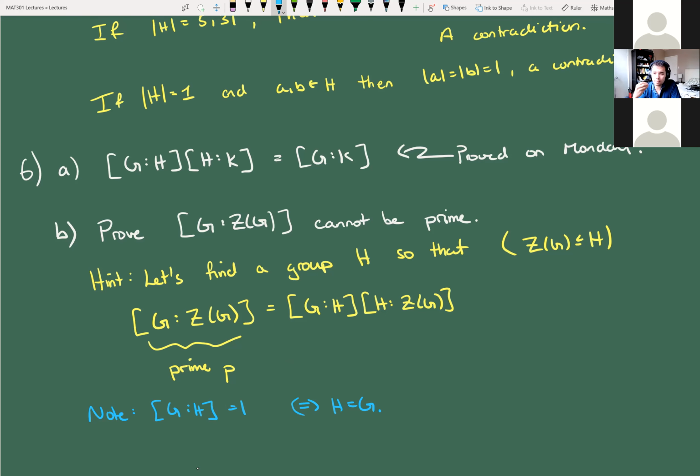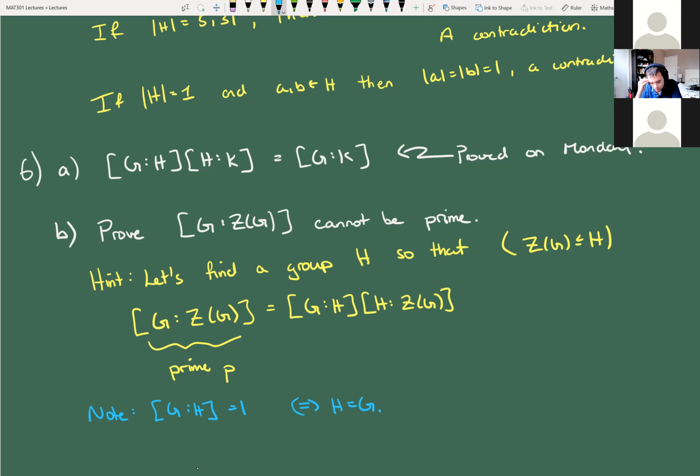So let's think about what we want to do here. If we can find a subgroup which contains the center, and we assume that G over Z of G is prime, then that subgroup must either be the entire group or the center of the group, right? And in general, this is actually true. There's nothing special about the center for which this is true. If the index is prime and I can find any other subgroup that contains it, then that subgroup must either be the entire group or the original subgroup.